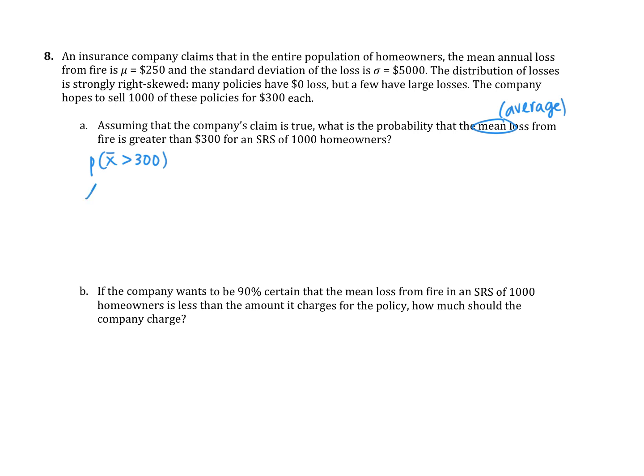Well, one thing we know is that the mean of x bar is going to be equal to the mean of the population, which we were given, $250. We know that the standard deviation of x bar is equal to the standard deviation of the population over root n. So that's 5,000 over the square root of 1,000, because we're taking a sample of 1,000 homeowners. So then we are told the population is skewed right, or right skewed. Does that mean that x bar has a skewed right distribution? Do we know anything about the shape of x bar?